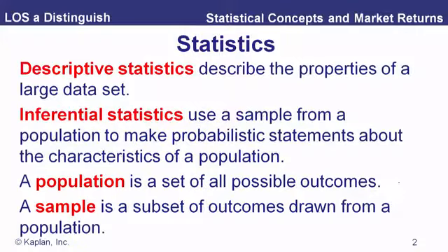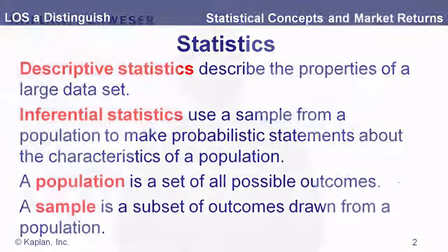Inferential statistics uses a sample from a population to make a probabilistic statement about the characteristics of a population. So, we've got a big barrel of balls, ping pong balls, and they all have numbers written on them. Returns, if you like. And we don't know what the mean is. Well, if we take 10 balls out of there and add them all up and divide by 10, we've got what we call a sample mean.